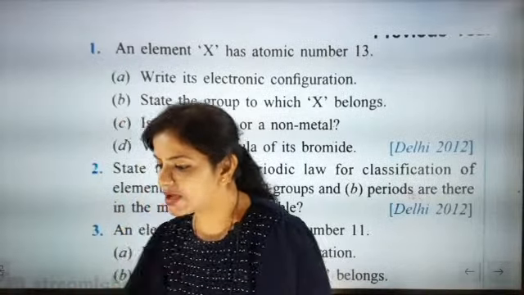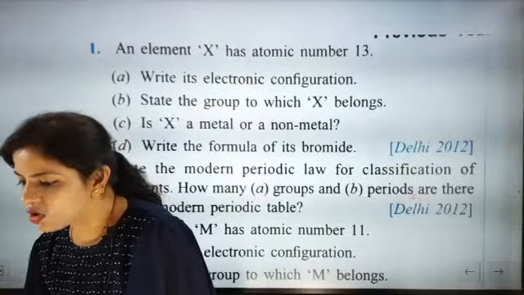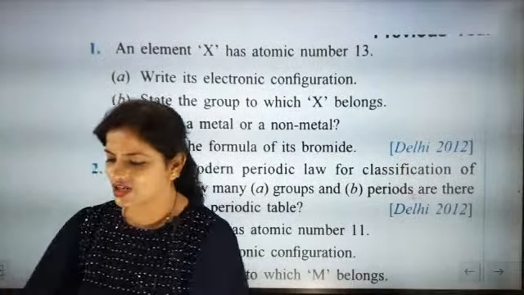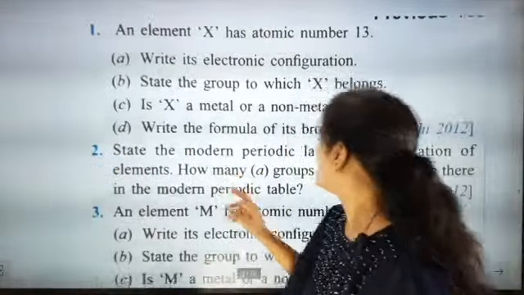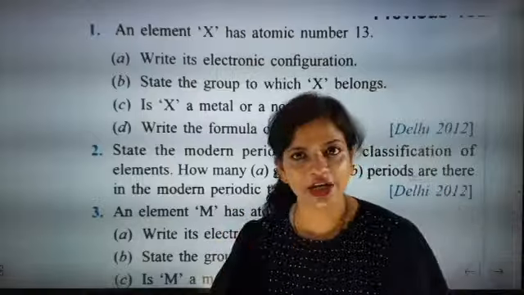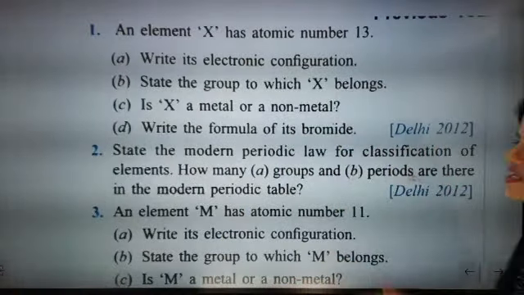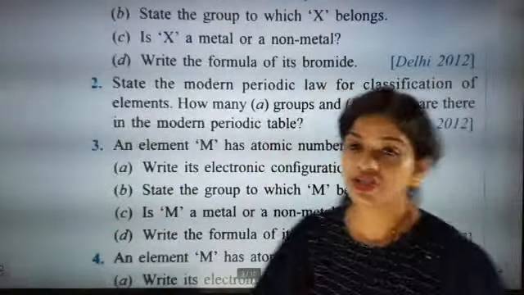Is it atomic number, Rashmi? The elements are placed according to their increasing atomic number. Absolutely, in 2 lines you nailed the answer. Super. So now, how many groups are there? 18 groups. And how many periods are there? 7 periods. Now next CBSE question.